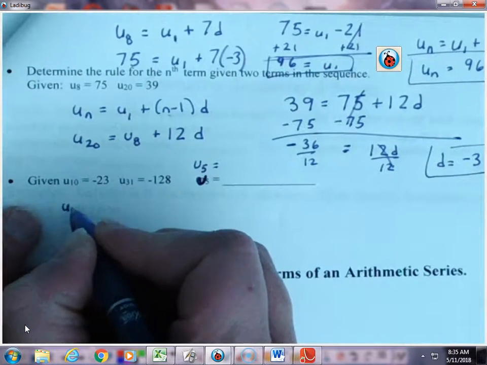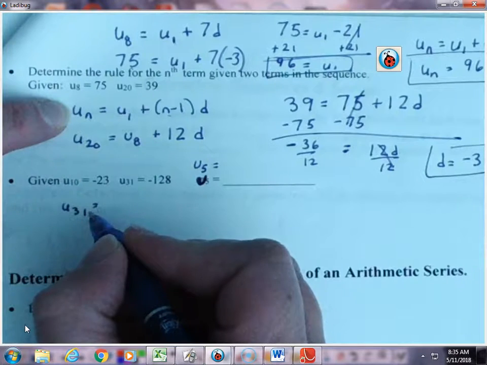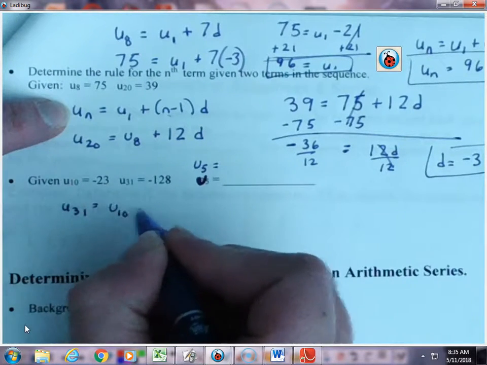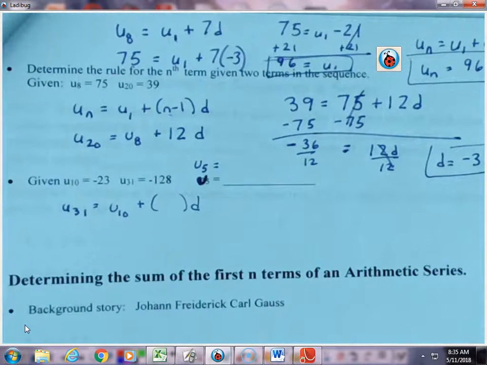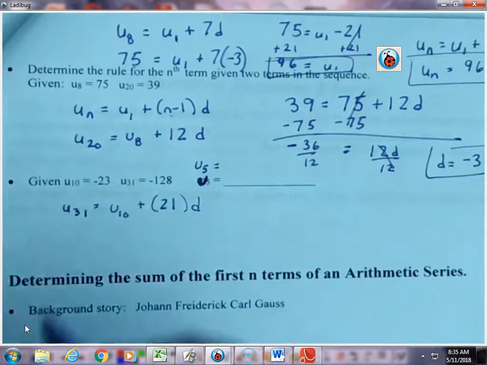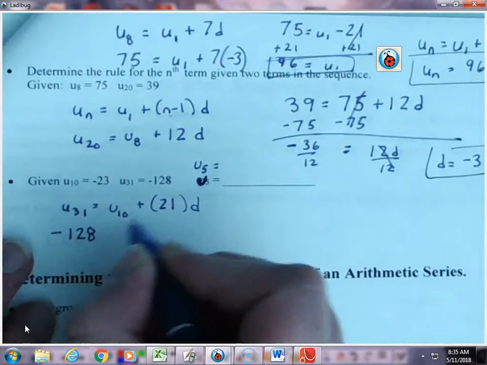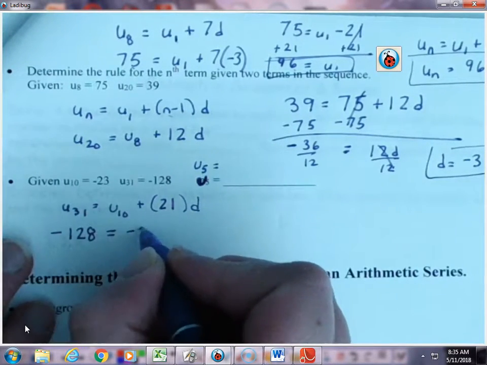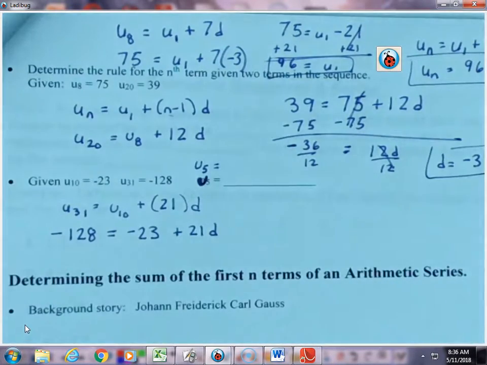I'm going to say U sub 31, I'm putting the later term over here, equals U sub 10, and then you have to figure out how many D's I would have to add. 21 D's to go between the 10th term and the 31st term. Then just substitute in the numbers you know. Negative 128 would be the 31st term, negative 23 would be the 10th term, and we're going to figure out what D is.